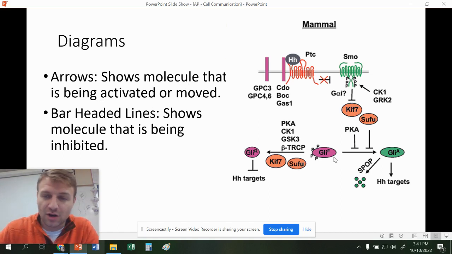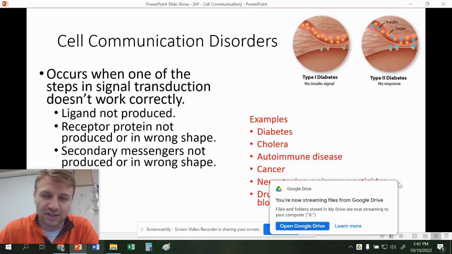Bar-headed lines, these are called bar-headed lines. These usually show that a molecule is being inhibited. So you can see here, PKA looks like it inhibits this process. We'll get some practice with these a little bit later on in this chapter, but that's just a generalization for cell communication.